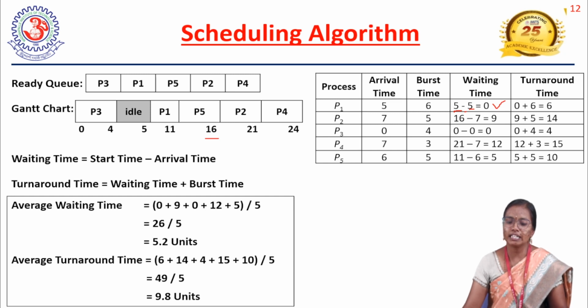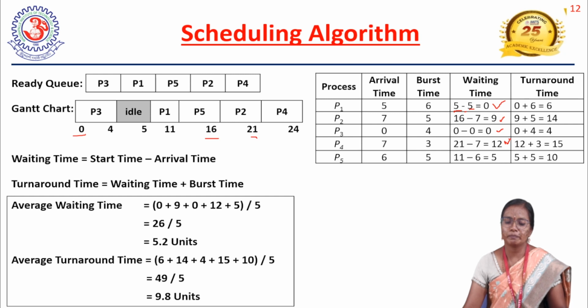The arrival time is 7. So 16 minus 7, we will get 9. Next, for process P3, the starting time is 0 and its arrival time is also 0. That's why 0 minus 0, we will get 0. For process P4, the starting time is 21 and its arrival time is 7. So we will get 21 minus 7, 12.